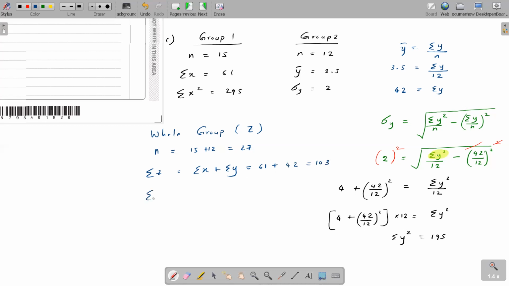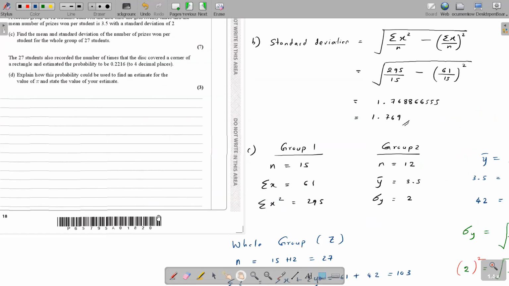And then sigma z square, that is you add the squares of the number of prizes of group 1 plus the squares of the number of prizes of group 2. 295 and 190. 490. Okay. So they want the mean and standard deviation for the whole group, right?